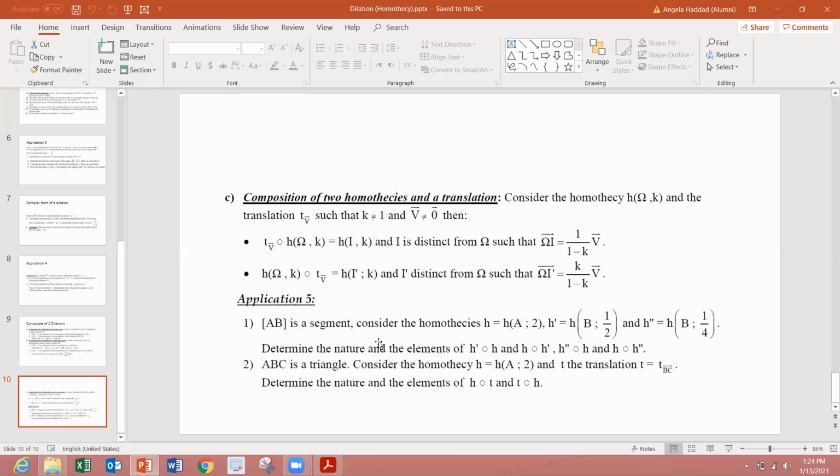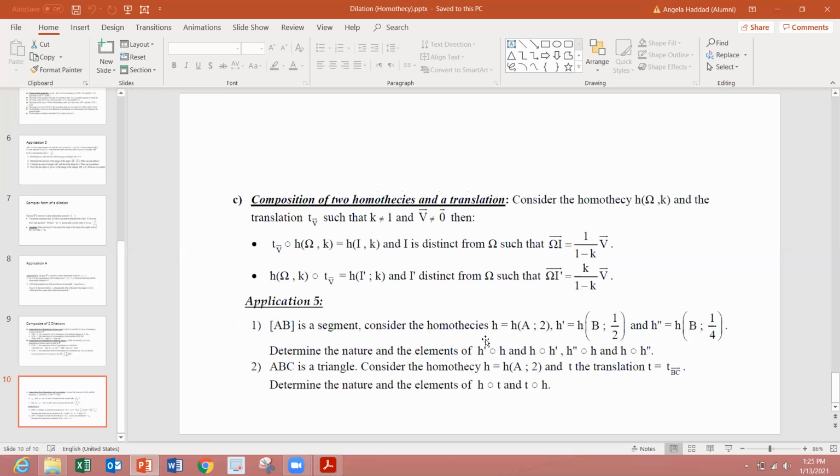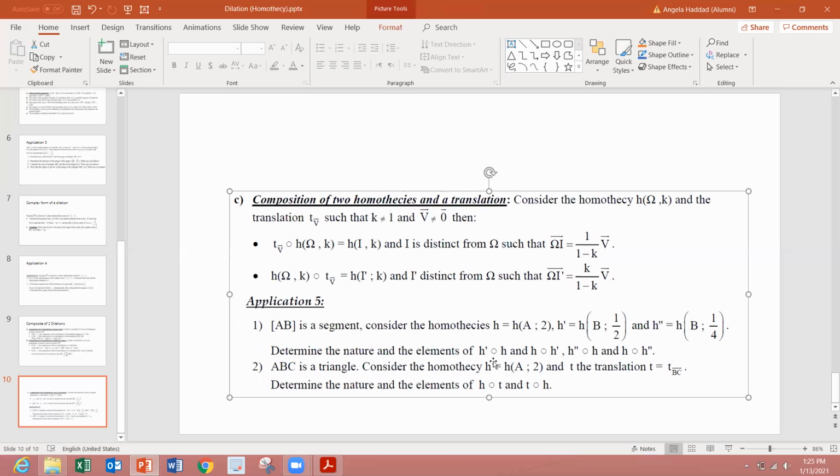What is the nature, and what are the elements? If it is a dilation, we say the center and the ratio. First, H prime round H. What will be the nature of H prime round H? The first one here. What does H prime round H come out as? K here is equal to 1. K equal to 1. What comes out? Different center. Translation. We get a translation. Let's see by which vector we have a translation. Okay.